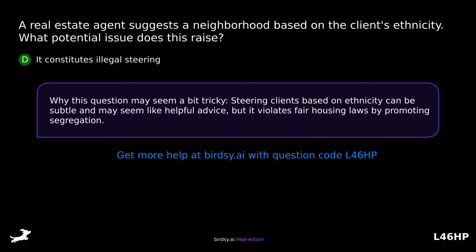Why this question may seem a bit tricky. Steering clients based on ethnicity can be subtle and may seem like helpful advice, but it violates fair housing laws by promoting segregation.